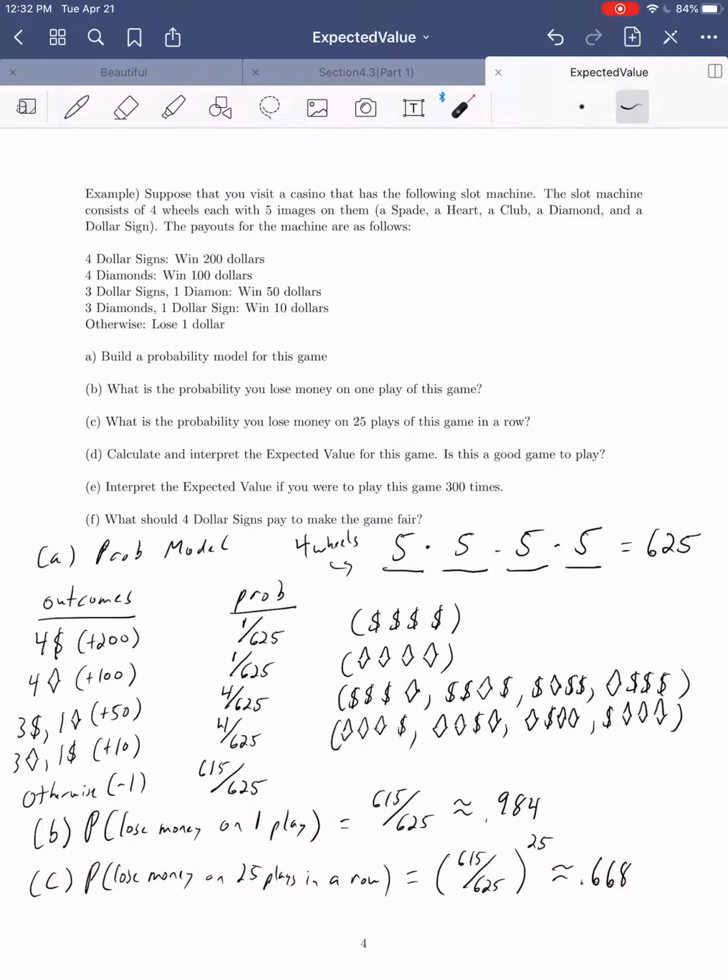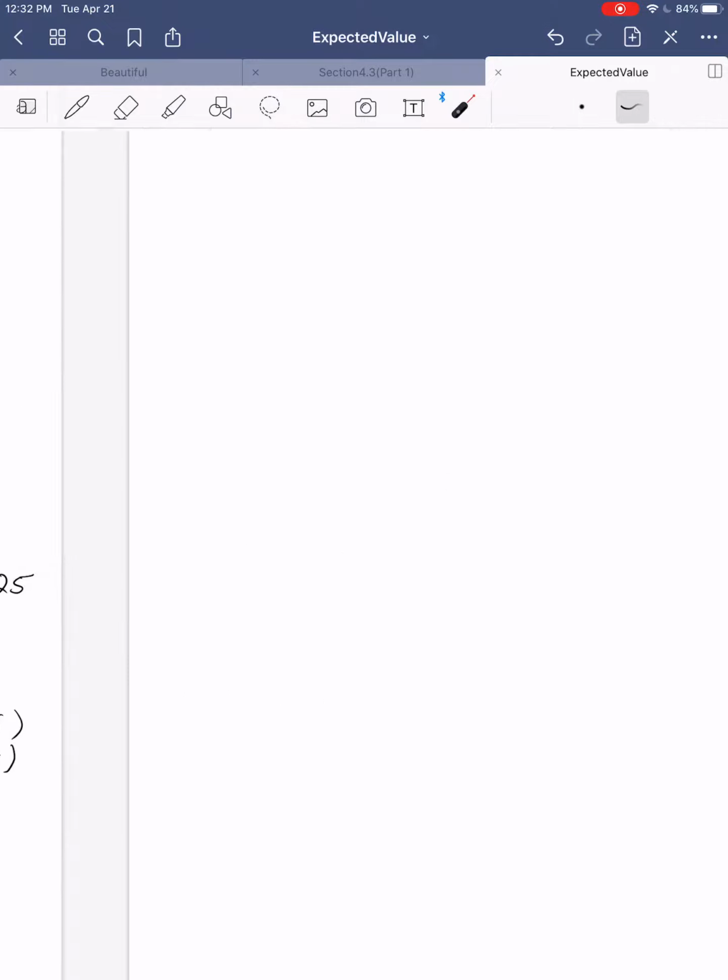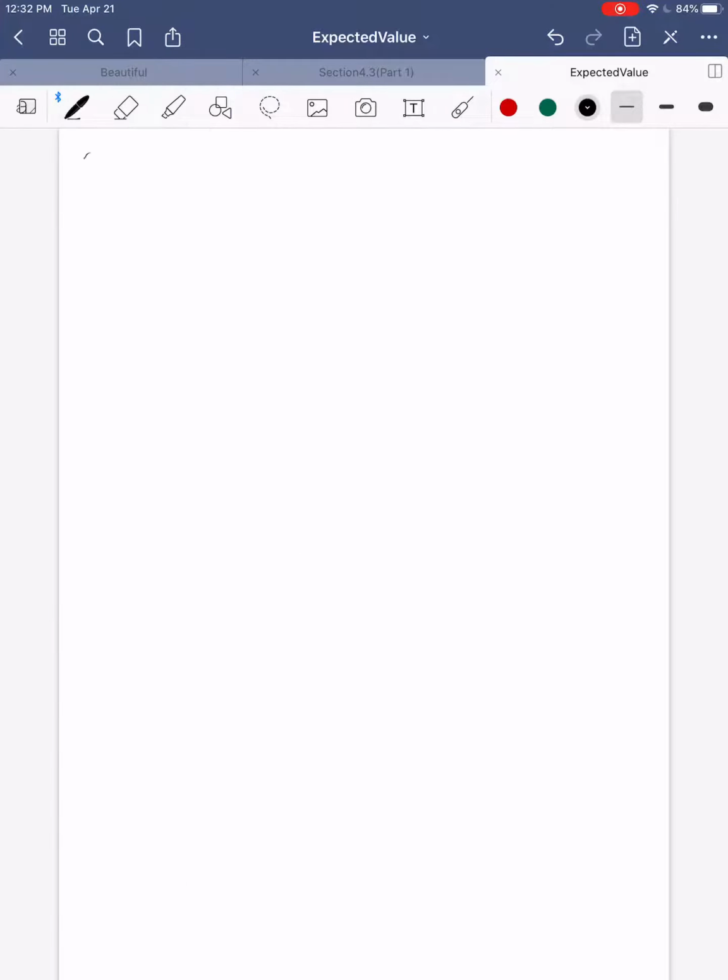This certainly means that you could sit there for quite a while and have a good chance of losing every time. To actually determine if this is a good or bad game, let's go ahead, move on to D, and actually calculate the expected value. So we'll do that on the next page. To do that, we want to get the expected value.